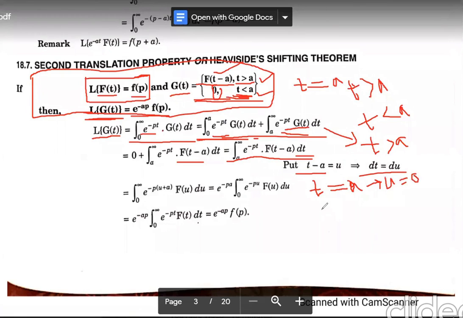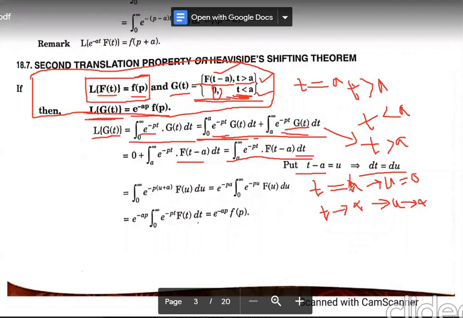U is equal to 0. Now next, when t tends to infinity, then obviously u will also tend to infinity. You can't write t is equal to infinity, because infinity doesn't have any value. So when t tends to infinity, if you put in infinity minus a, obviously it goes to infinity. So u also tends to infinity.